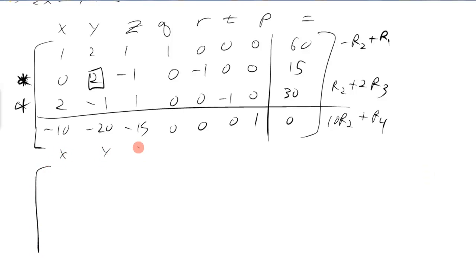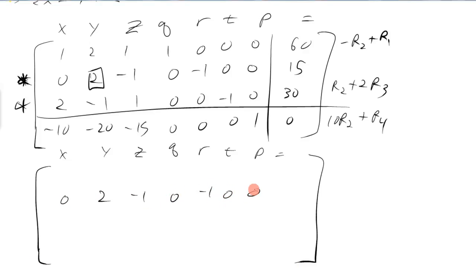X, Y, Z, Q, R, T, P, equal sign. Okay. The second row is going to stay the same, so I'm just going to copy that down. There we go. All right, now the first row, when I'm just doing row 1 minus row 2, so that's 1, 0, 2, 1, 1, 0, 0. Row 2, 60 minus 15, that's 45.